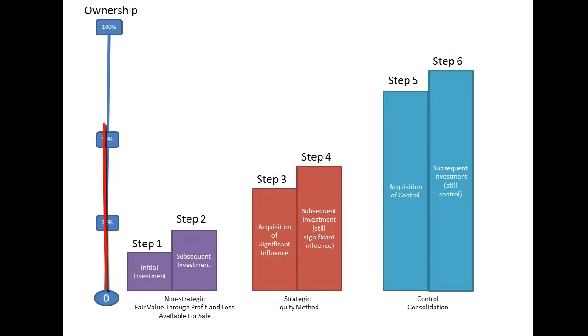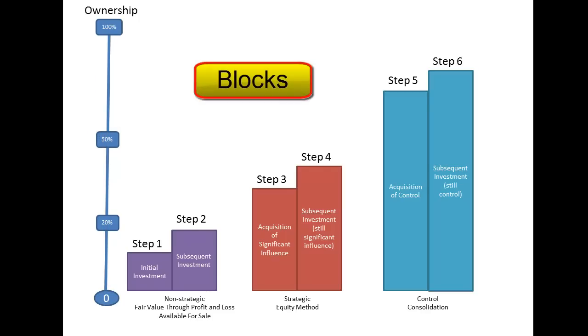Changes in parent companies' ownership can come as a result of a variety of actions, and we will focus in this lesson on the most obvious, and that being the purchase of additional shares in the investee. We will refer to these additional purchases of shares as blocks. But bear in mind, our ownership stake could also change as a result of, say, the subsidiary buying back its shares or issuing new shares. We'll cover this in another lesson.